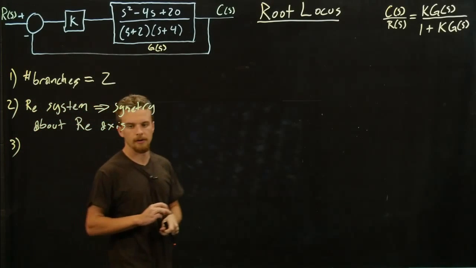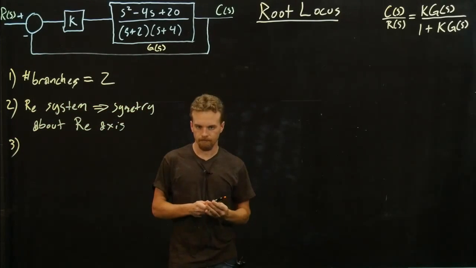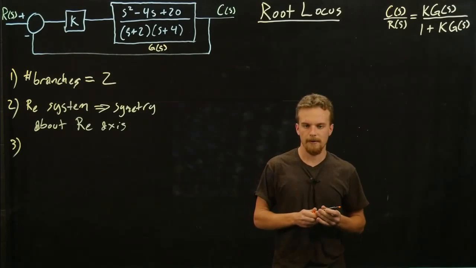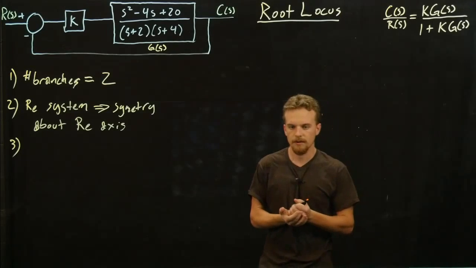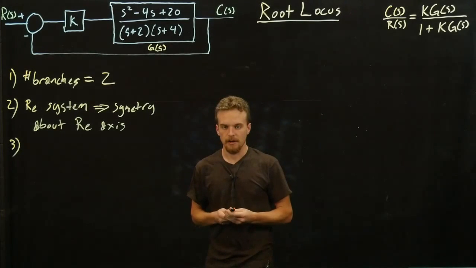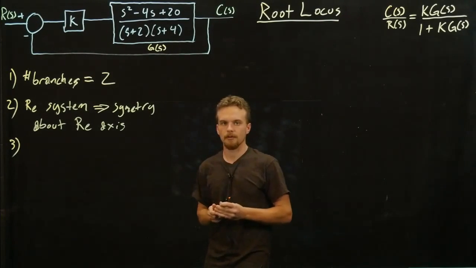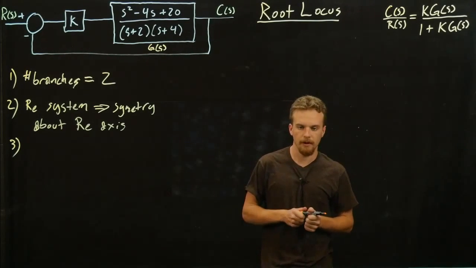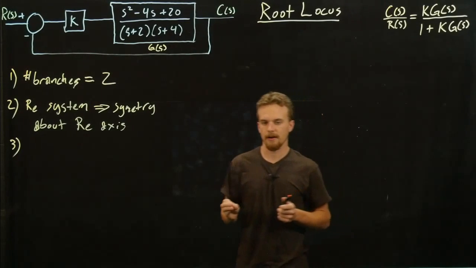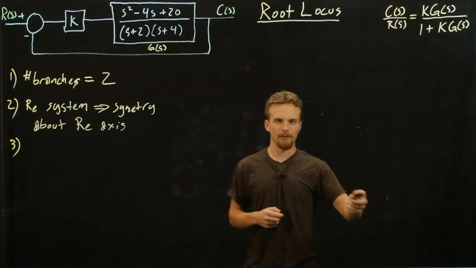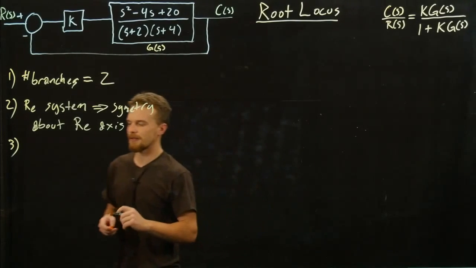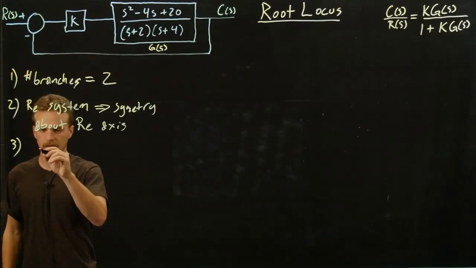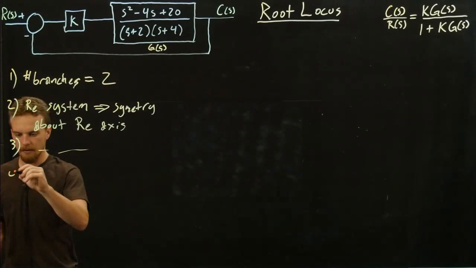What's the third rule? This one's a little bit tricky, but the root locus has segments on the real axis wherever we are to the left of an odd number of poles or zeros that lie on the real axis. That one's kind of meaningless until we start actually seeing what the drawing looks like. So let's just leave that blank and come back to it.